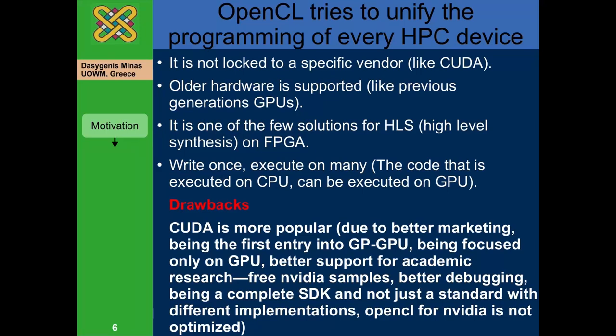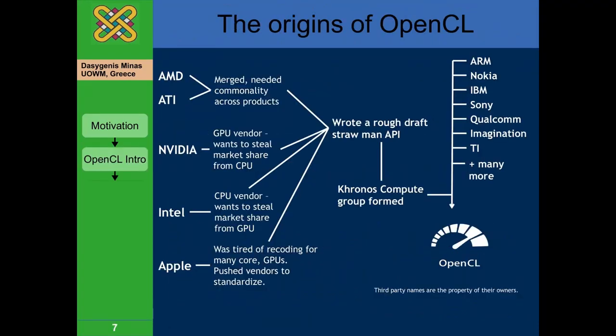So for NVIDIA cards, there are some performance benefits if you use CUDA, but I believe this will change in the foreseeable future. How did it all start with OpenCL? We had various companies, AMD, ATI, NVIDIA, Intel, Apple, and they cooperated in order to create this standard, the OpenCL standard. They formed a group. The group is called Khronos. Khronos also comes from a Greek word, chronos, which is time.